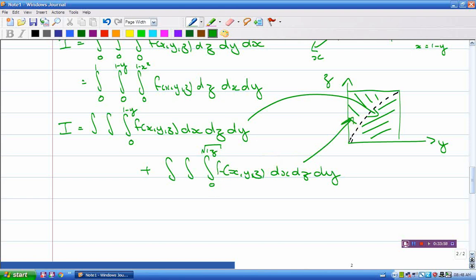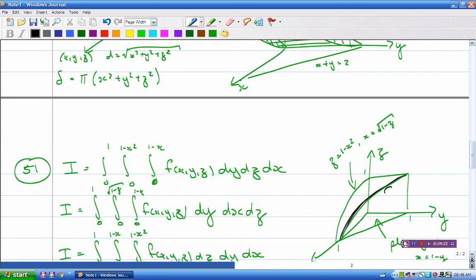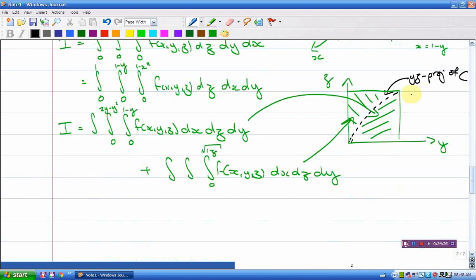So now I have to describe z and y, and z and y are going to do different things for those two differently shaded regions. Okay, I'm just going to write this down. That's the yz projection of c. I'm going to put a c into this picture. Still paying attention. Wow.